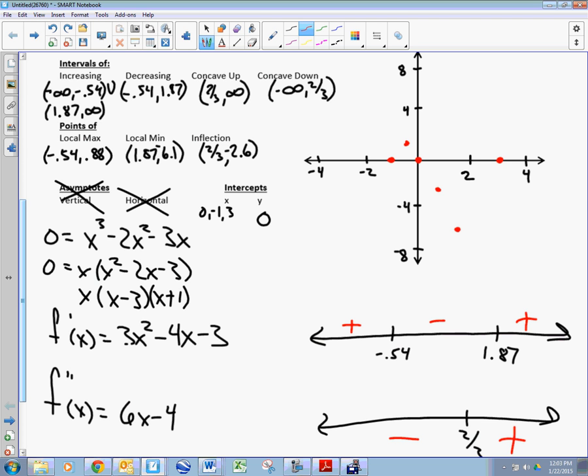And does my graph start concave up or concave down? Concave down. And does it start by increasing or decreasing? Increasing. So the first part's going to look like that.